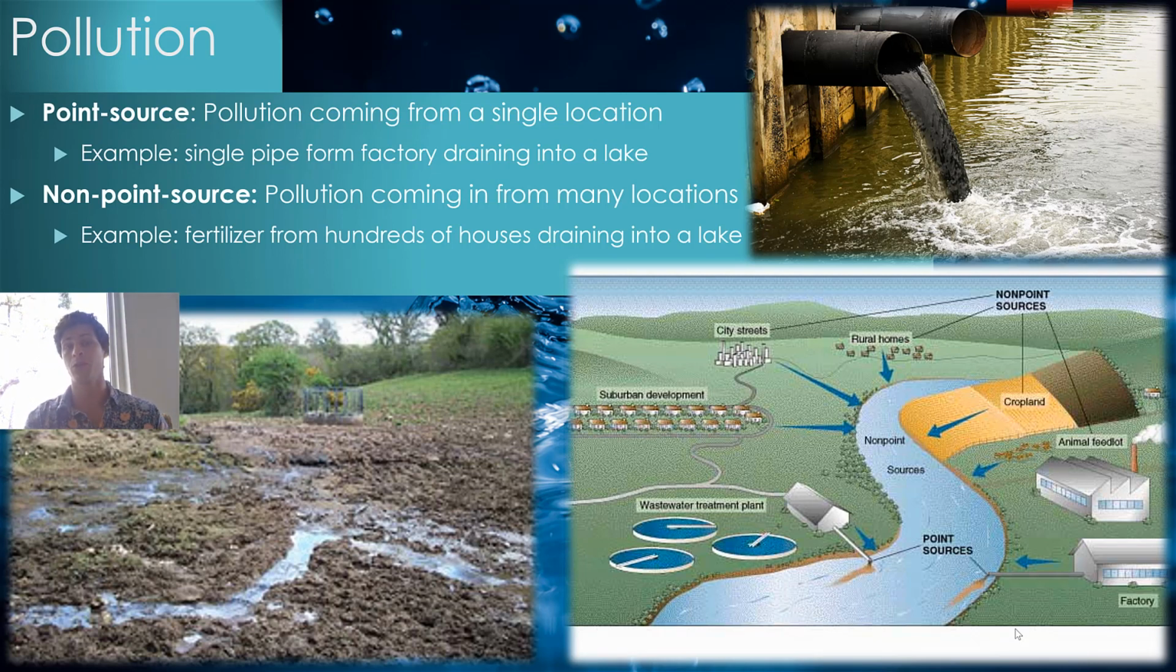So remember that point source pollution is a single location, generally pretty easy to fix if there is a problem associated with it. Non-point source pollution is diffuse, from many locations, and can be very difficult to control if there's a problem associated with it.